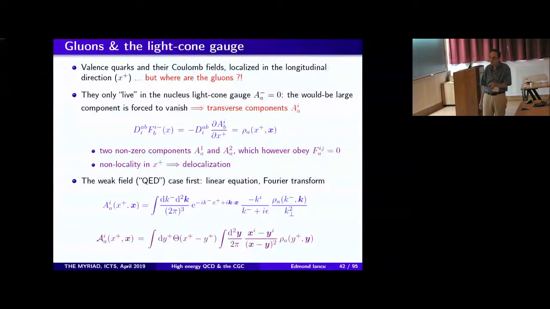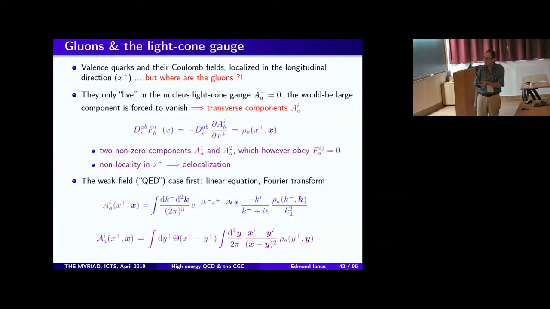In coordinate space, this field here is a theta function, which means if I have sources at any y plus within some domain in y plus, then I have a field which is constant outside that domain up to infinity. The field extends up to infinity. It's a constant field outside the nucleus. So the gauge field, and these are the partons, the gauge field extends out of the nucleus in principle up to infinity.